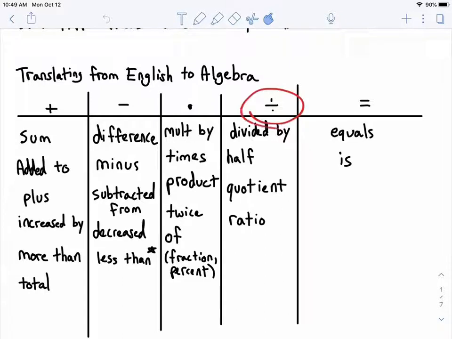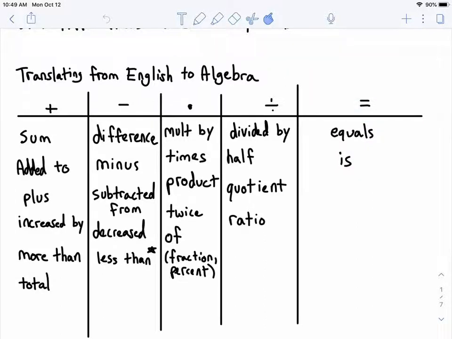Then we come to our division, divided by, or a special one like a half or a third. Quotient's very common, and ratio. Those are the most common ones that mean fraction. And then we come to the equality symbol, equals. Sometimes it may say the word equals, other times it may say is, or is the same as.